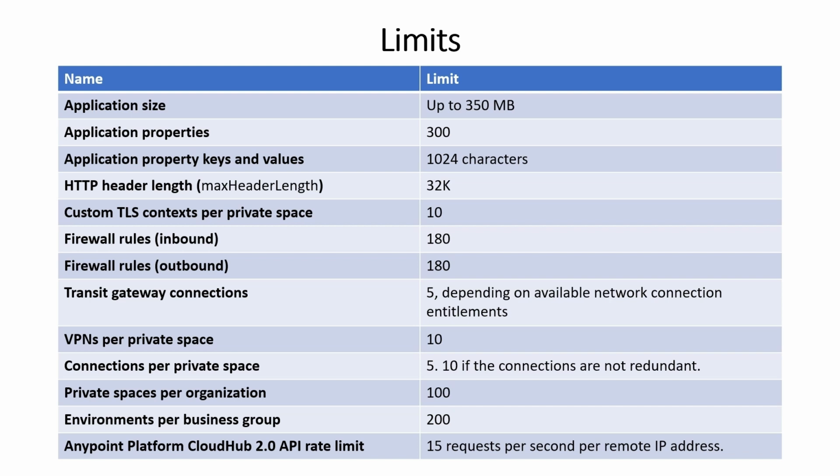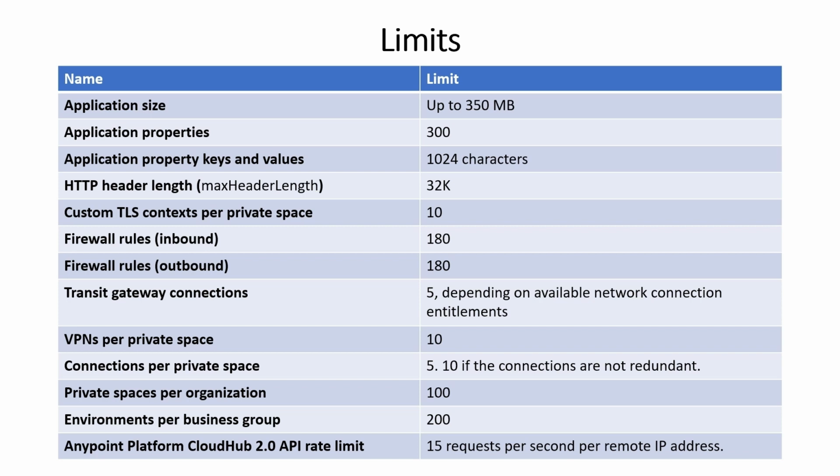This slide describes the CloudHub 2.0 limitations. In CloudHub 2.0, application size could be up to 350 MB. The number of properties could be 300. Application property key and value size could be 1024 characters. HTTP header length could be up to 32K. Custom TLS context per private space is 10. That means you can create 10 custom TLS contexts per private space.